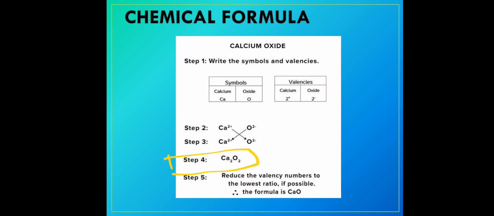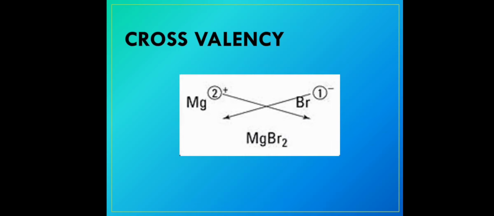The lowest ratio possible is Ca1O1, and we don't write the number 1. So it's understood, if it is calcium 1, then Ca is sufficient. Thus we write the chemical formula as CaO. So how does this cross valency work? Let's see a few more examples.